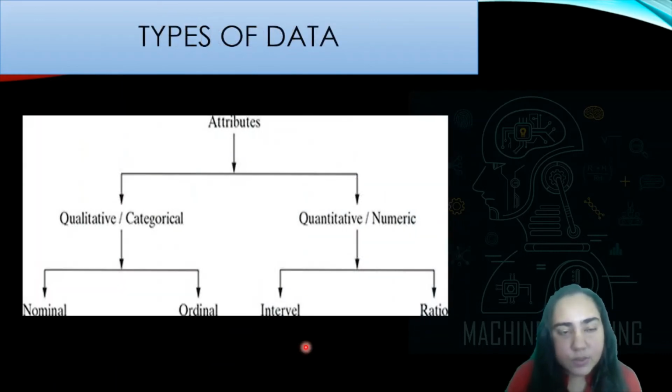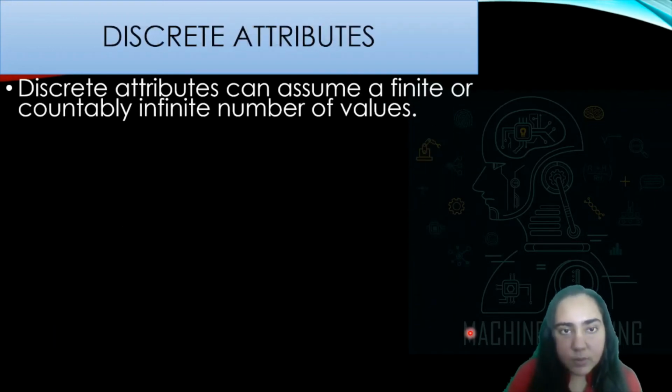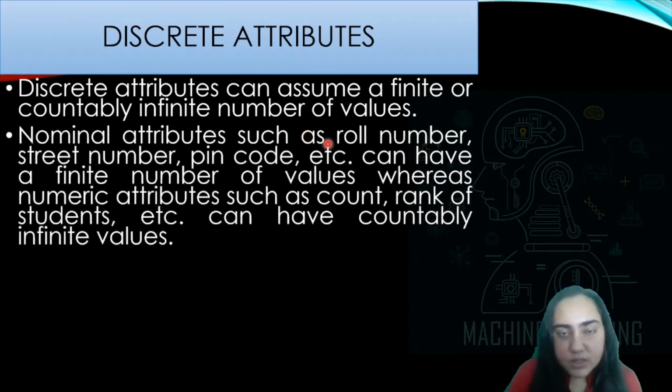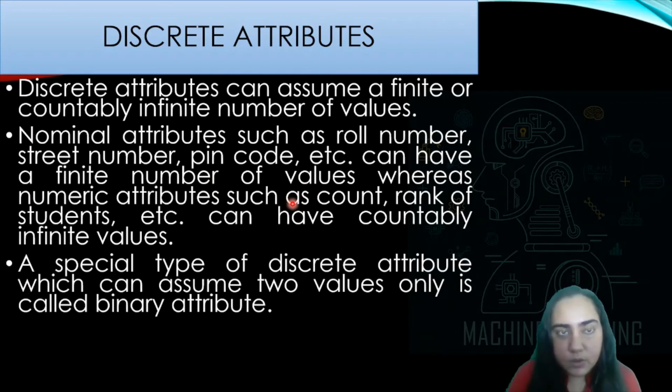So to summarize, we can have attributes which are qualitative or categorical, or quantitative or numeric. And qualitative attributes can be nominal or ordinal, and quantitative attributes can be interval type or ratio type. Other than this, you can also have two other types, which are discrete attributes, which can assume a finite or countably infinite number of values, such as roll number, street number, PIN code. All these can have some countable value. So those are all discrete.